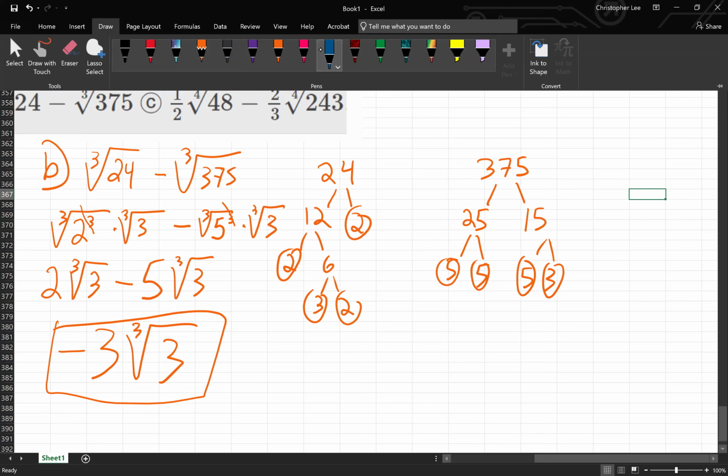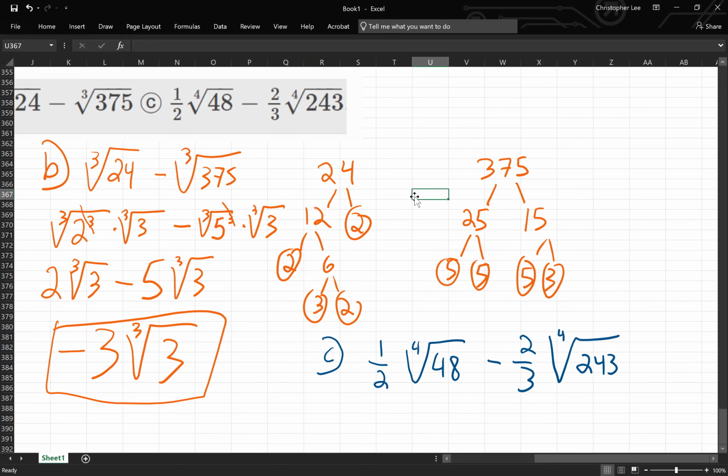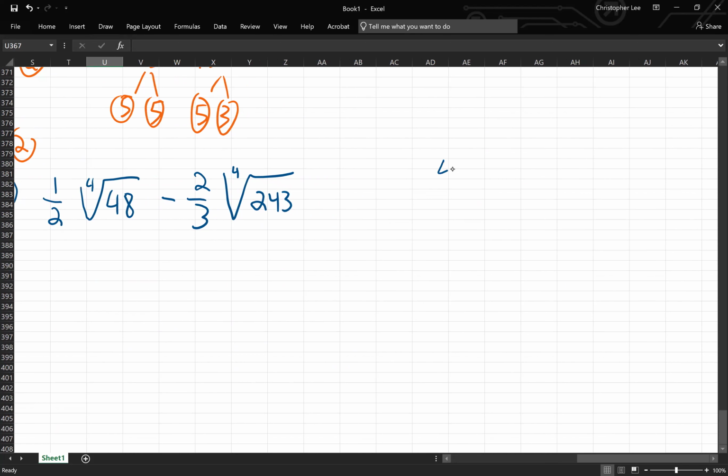We'll choose a different color now for C. Now for C, I have 1/2 fourth root of 48 minus 2 over 3 fourth root of 243. All right, I'm gonna play the same game because I have no idea. So let's start off with 48. We know 48 is 12 and 4, and then 4 is 2 and 2, and 12 is 2 and 6, and then 3 and 2.